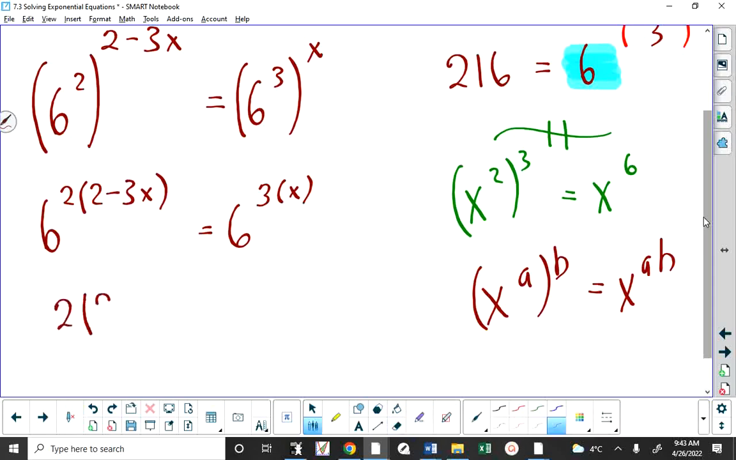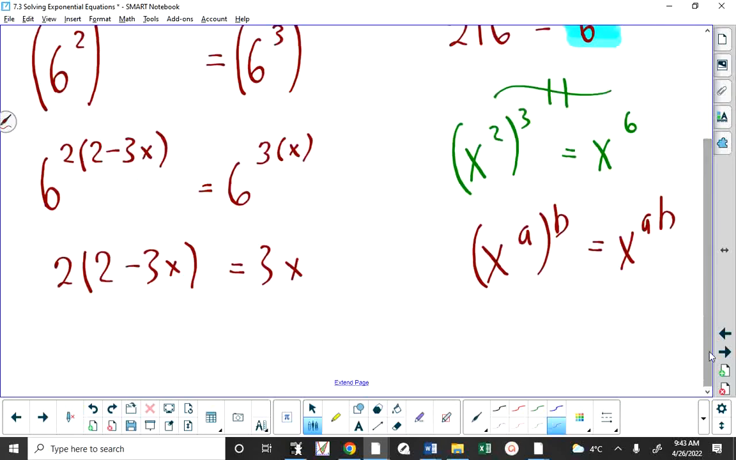Well, I'm going to write this as 2 times (2 minus 3x) equals 3x. You don't actually need to write this line. You could multiply that 2 by the 2 minus 3x as you're writing it down. But anyway, what are we going to get? 4 minus 6x equals 3x. And now we can solve this equation.